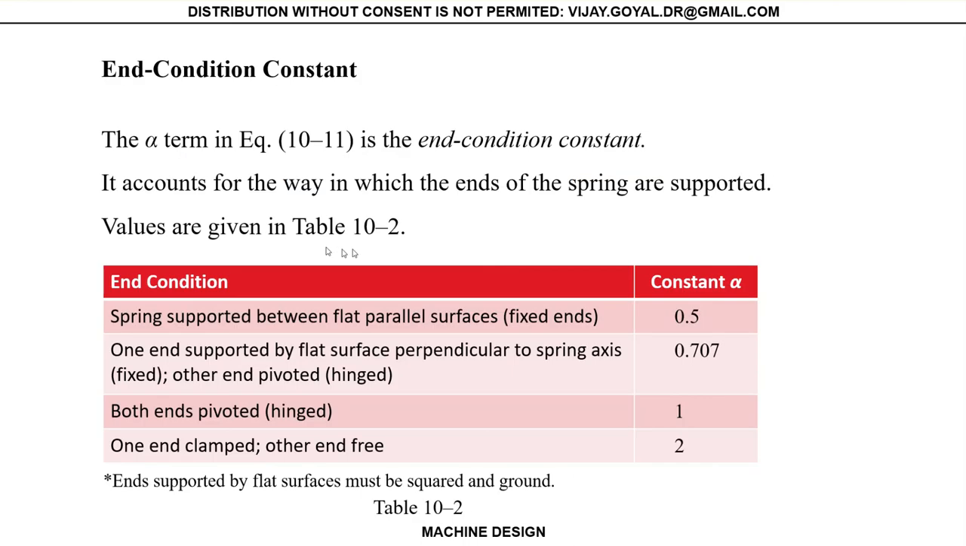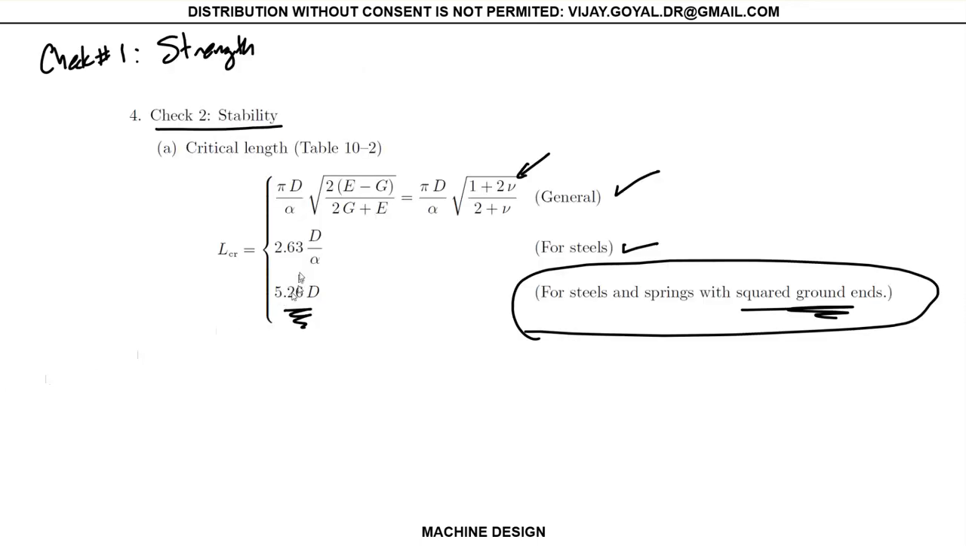But you may wonder what values to use. Well, the values you're going to use come from this table 10.2. These are the values of alpha. You can see that if both ends are pivoted, alpha is 1. If one end is clamped and one free, alpha is 2, and so on. Depending on the case, that's the value that you use. Again, this is very common because most of our springs are steel and most of them have ground ends, so this value becomes very handy.